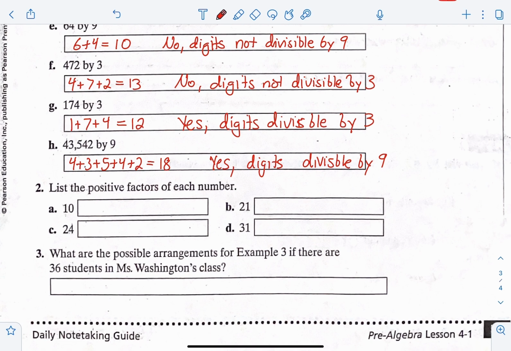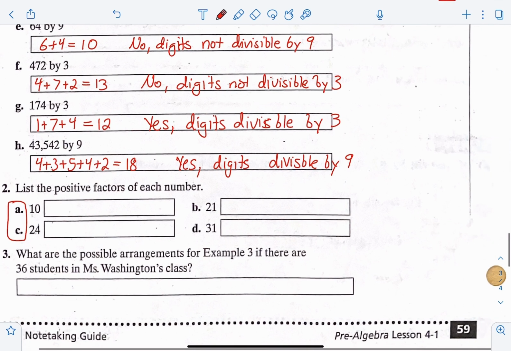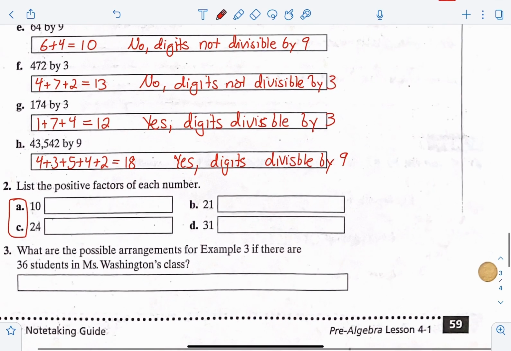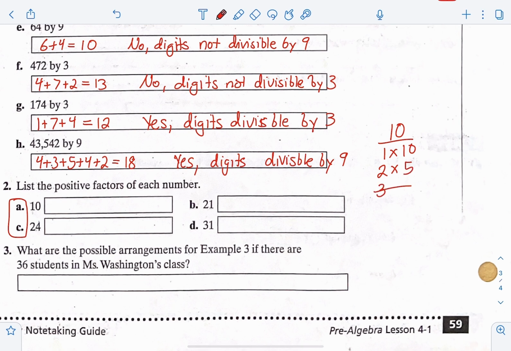Okay, this one says list the positive factors of each number. So we're going to do A and C together, 10 and 24. To show our work for this, you're going to have to find some other room on your notes page. So I'm going to do 10 over here. We go 1 times 10, 2 times 5, 3 doesn't work, 4 doesn't work, and then we stop, right? Because we're back at 5, which we already used. So that means the positive factors are 1 times 10 and 2 times 5.